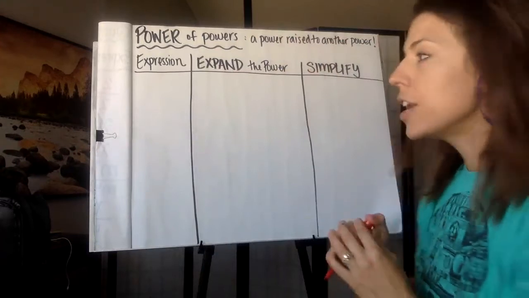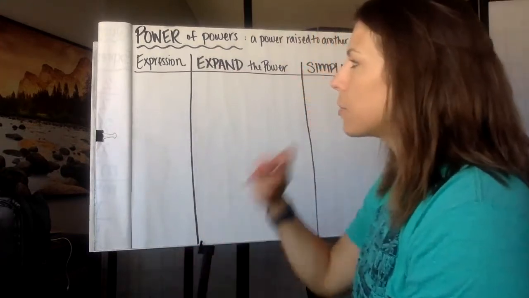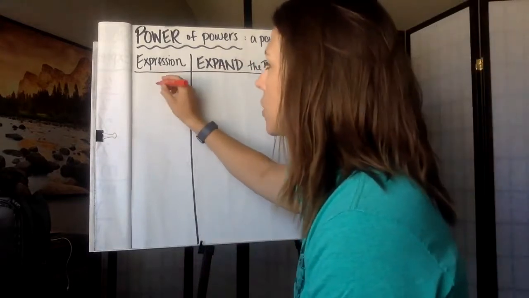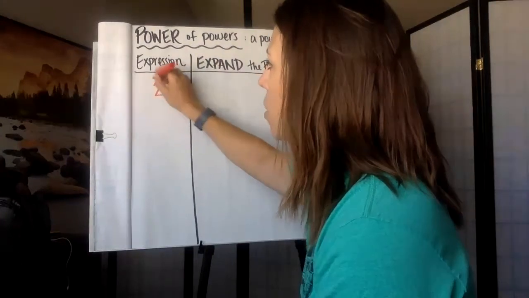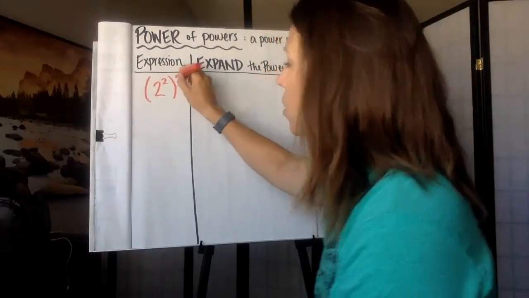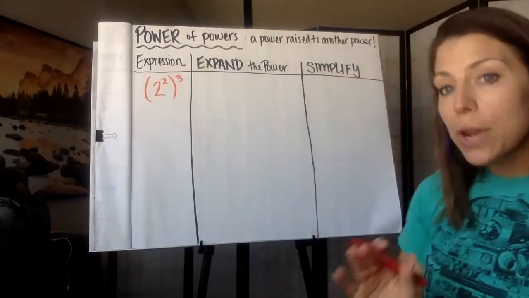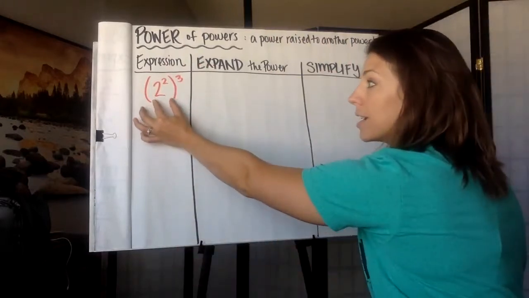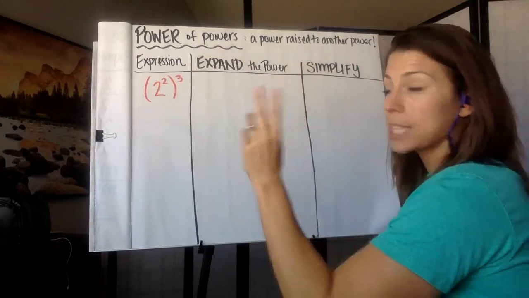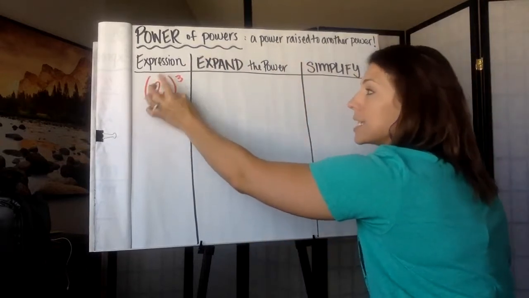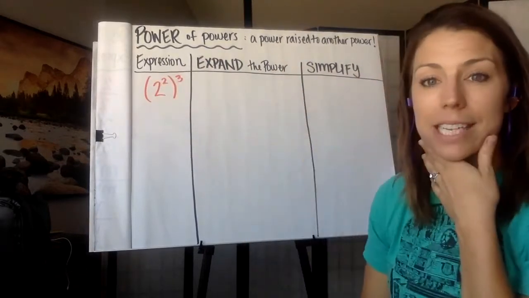And let's get started. So just like we did last time, we're going to get started with an example using an integer. So let's say I have 2 to the 2nd power raised to the 3rd power. So notice this is a power raised to another power. In other words, you're going to see 2 exponents because you have the one inside the parentheses and then the one outside of the parentheses.